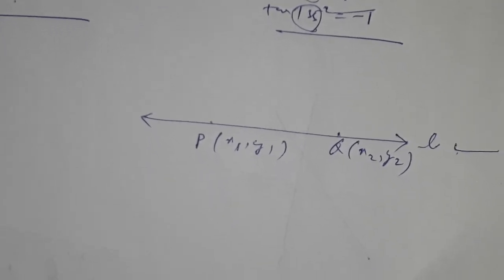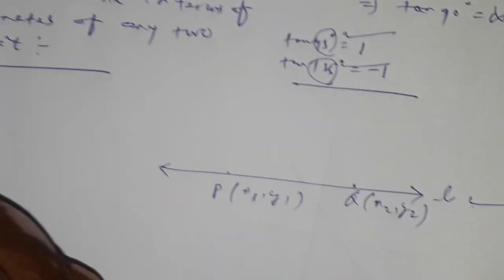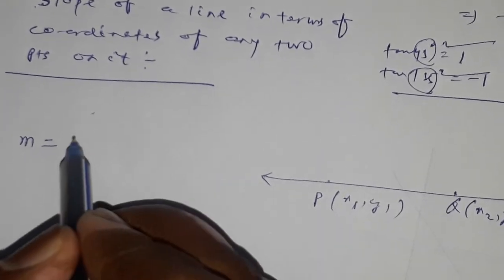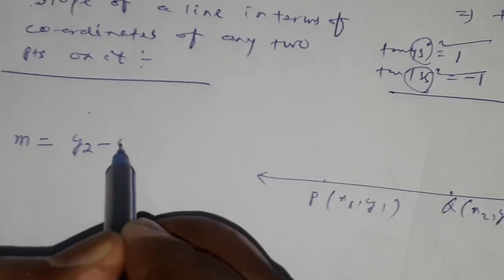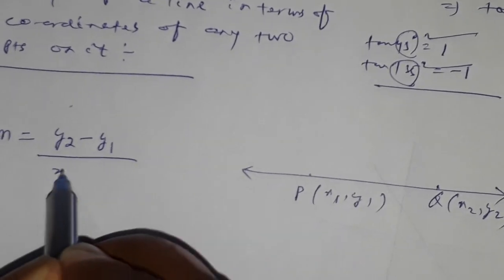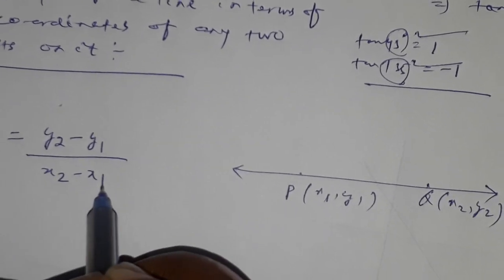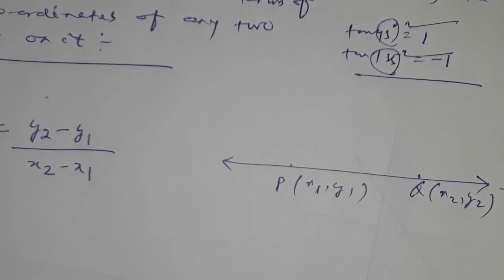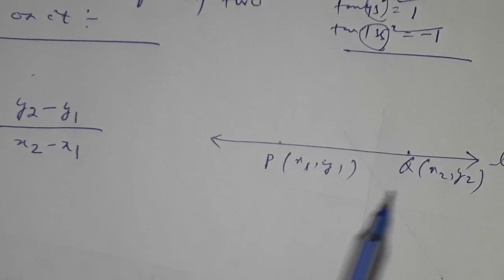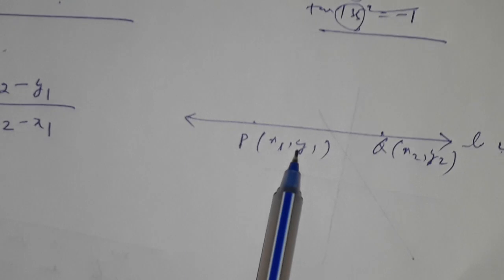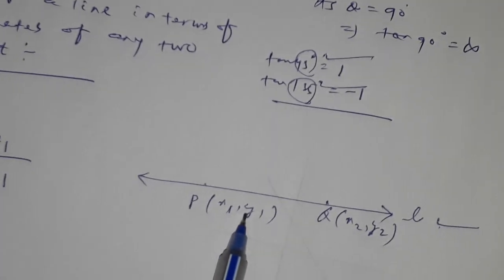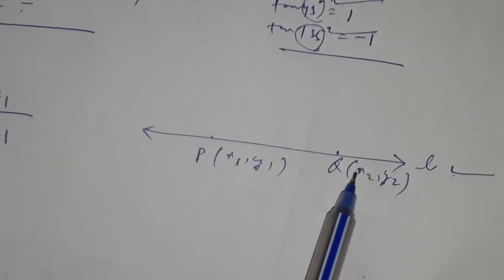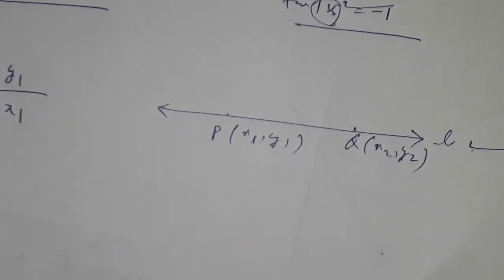Then its slope is given by m equals y2 minus y1 by x2 minus x1. That is, difference of ordinates by difference of abscissa.